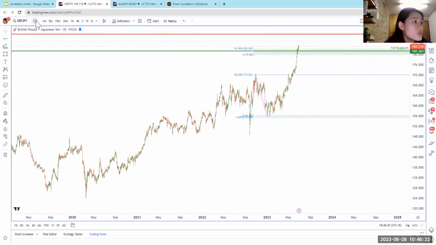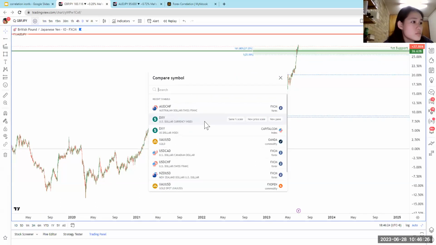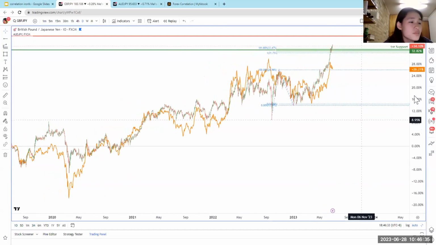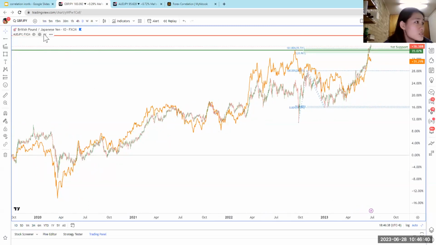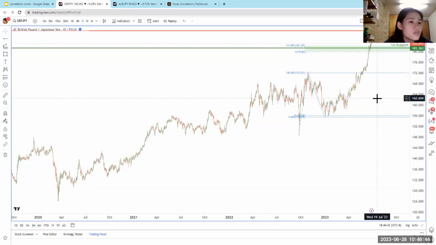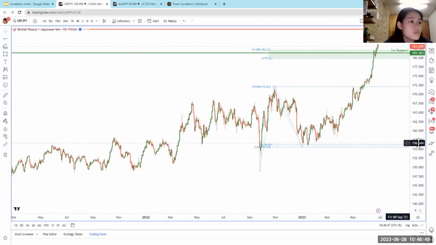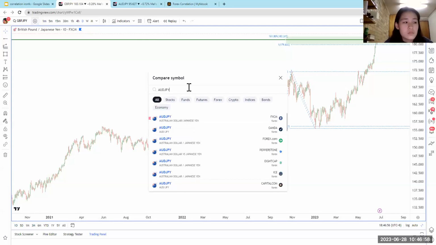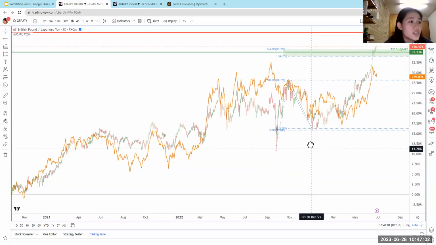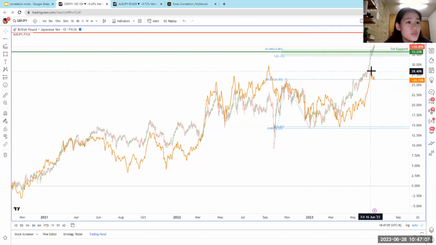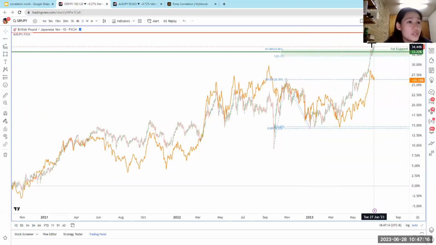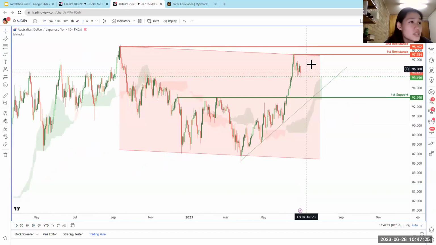Okay, so now we can compare the two. See how closely related these two currencies are. I'm going to remove it first and zoom in. So you can see exactly how correlated these two currencies are. Our AUD looks like it's dropping, but we're not sure if it's going to continue to drop or head up. But you can see on our British pound, Japanese yen, it's definitely moving upwards. So it could be a sign for us to expect it to continue to move upwards as well.